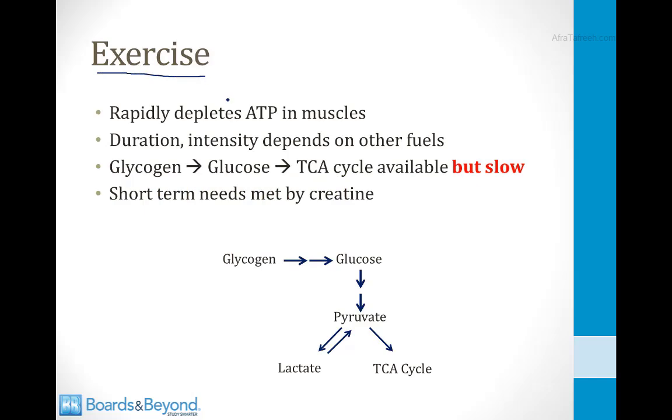Let's start this module by talking about the biochemistry of exercise. When you begin exercising, you rapidly deplete the ATP stores in your muscle cells. And if you want to be able to keep exercising, you need to derive energy from some other type of fuel. Now, there is glycogen stored in your muscle cells.